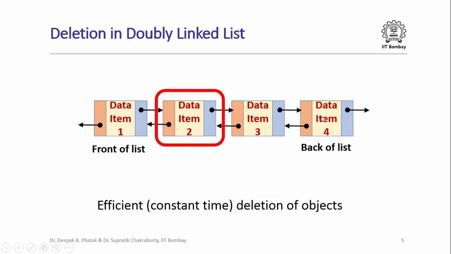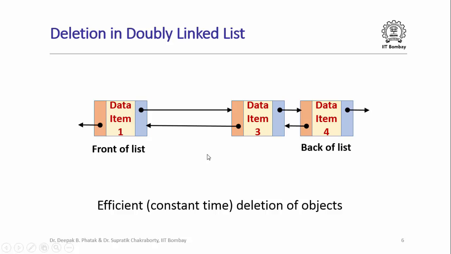Now, if you have a doubly linked list, it's actually fairly easy to see that you can very efficiently delete objects from the list. In fact, you can delete objects from the list in constant time. Suppose I wanted to delete data item 2 from this doubly linked list. All I need to do is to remove this data item and to reassign the forward and the backward pointers like this. So as you can see, deleting an object in a doubly linked list simply amounts to reassigning the pointers and removing that element. So this can be done very efficiently.